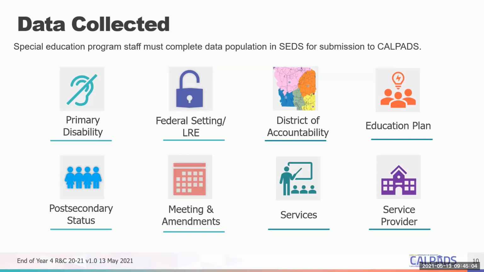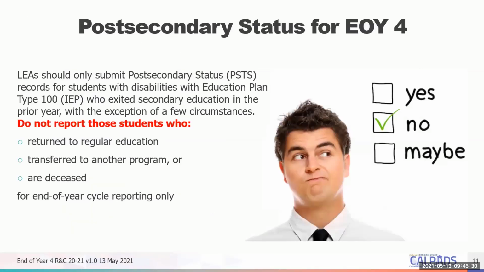Some of the key information collected. Of course, we're always looking at the primary disability code, the federal setting or the least restrictive environment, the district of special education accountability, the education plan type, students' post-secondary status, meetings and amendments, the services, and the service provider, right? Of course, there's several other data elements, but these are some of the key ones that you'll see on the reports. And then to finish the data collection or the submission, of course, we have the post-secondary status, right?